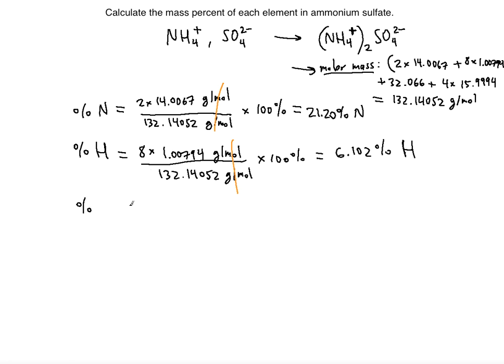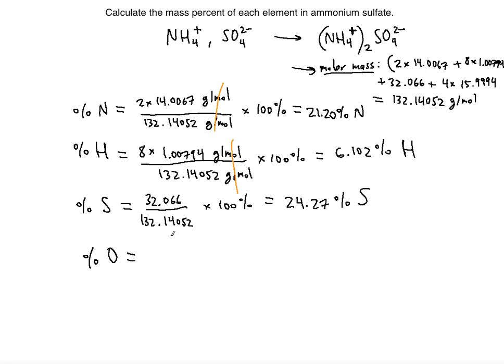Now the next one is the sulfur. 32, this number, 0.066. And I'm not going to write grams per mole here because it's just a waste of time. Well, you know that it's going to be written, but I'm just going to write the numbers. 132.14052 times 100%. And your calculator will give you, to 4 significant figures, 24.27% of sulfur.